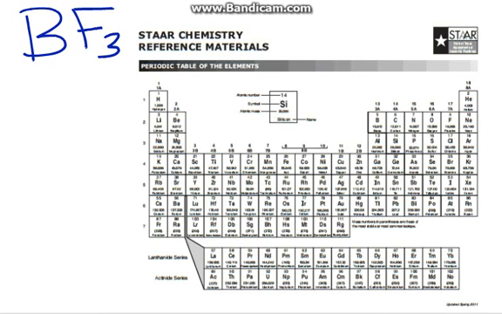Let's do another example. Let's do this one. Look at a periodic table. Let's take some time to pull out your periodic tables. Okay. The first element is right here. What's its name? Its name is boron. The second element is right here. Its name is fluorine.